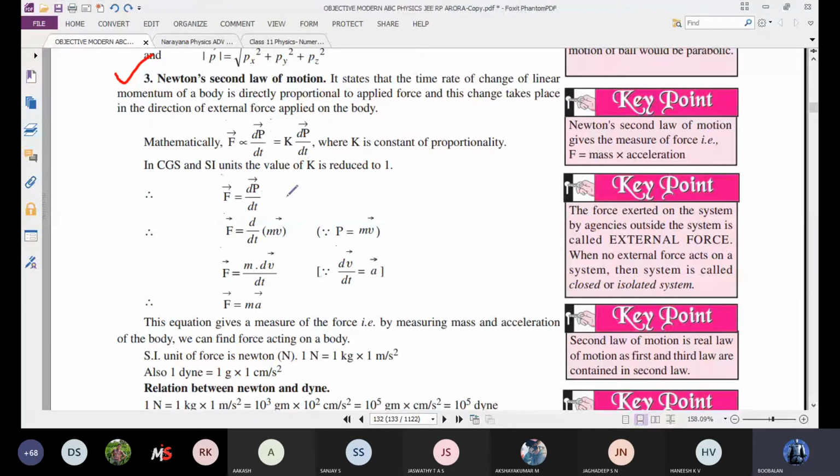The k value is 1. Momentum formula P is equal to mv. dv by dt, that is the acceleration. So F equal to ma, mass into acceleration. The SI unit of force is Newton. The physical unit is kg meter per second square. Some other unit: one dyne equal to 1 gram into 1 centimeter per second square.